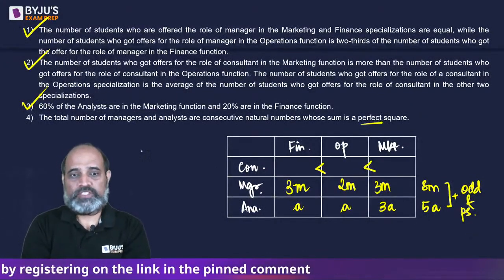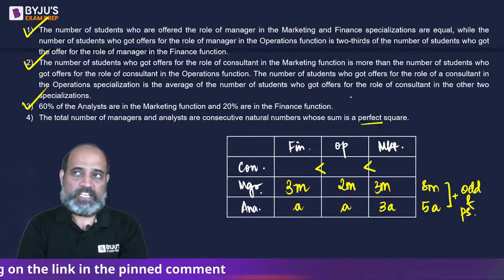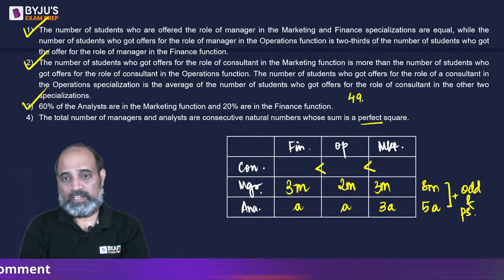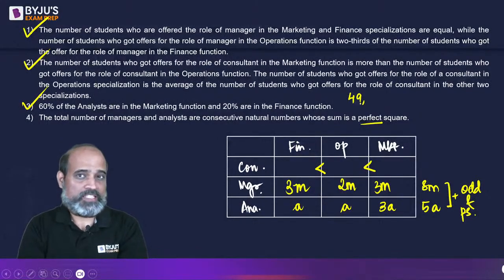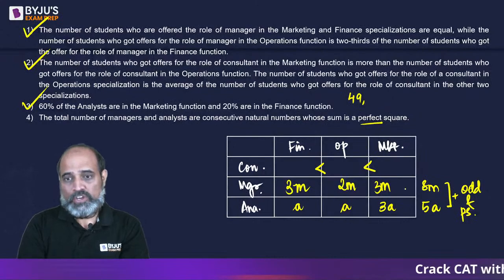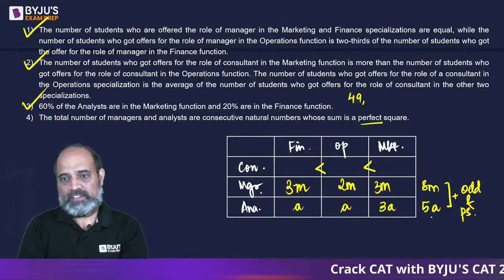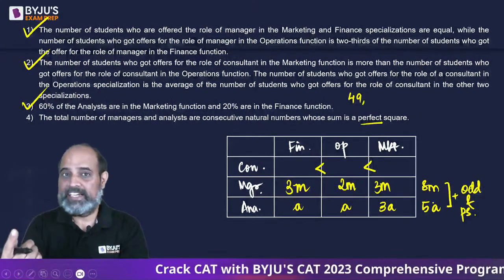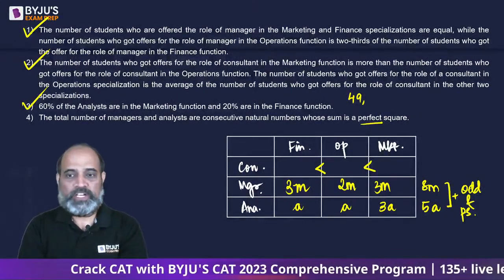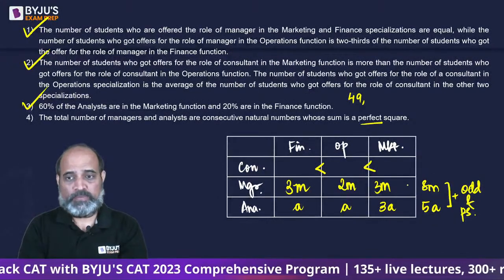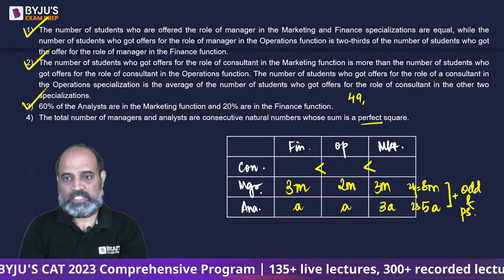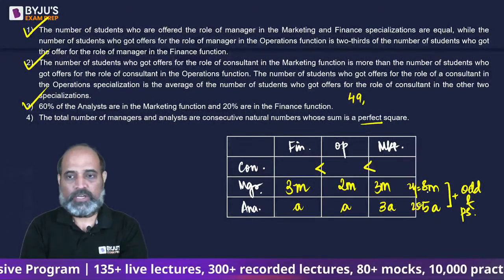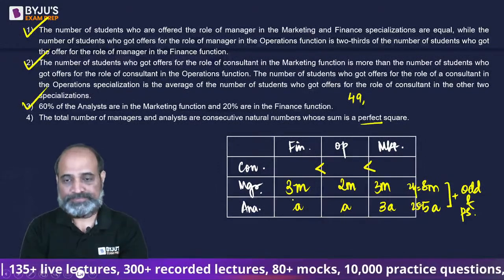So less than 64. 64 is 8 square, so the next perfect square is 7 square, which is 49. 49 can be written as the sum of 24 and 25. So, 5A means the table of 5, and 8M means the table of 8. If one of them is 24 and another is 25, this is very much possible. 8M can be 24 and this can be 25. So A becomes 5, multiply by 5, and M becomes 3. This is possible.